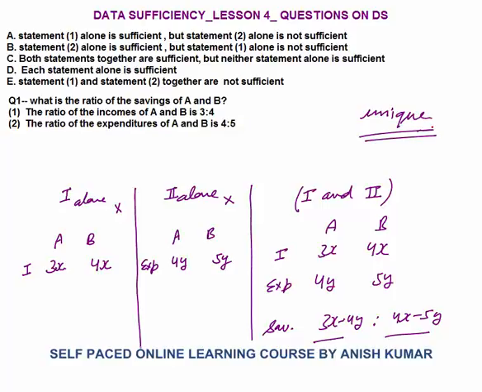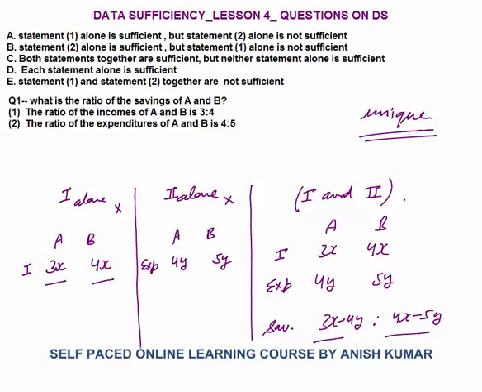In this case, you will not get a unique answer. The answer will depend on the value of x and y. And don't forget that we ourselves have assumed the variables x and y. It was not given in the question. So for different values of x and y, you will get different answers.